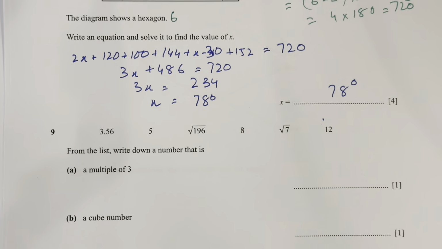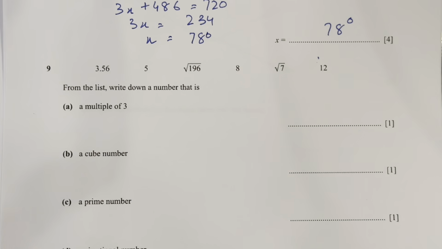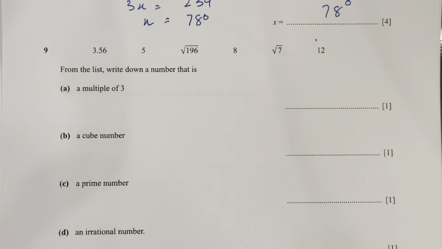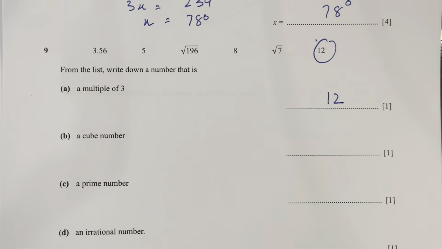Now we will move to the next part, question number 9. Question number 9 is from the topic of number system. 3.565, square root of 196, 8, under root 7 and 12. From the list, write down a number that is a multiple of 3. Multiple of 3 is this 12, so answer is 12.